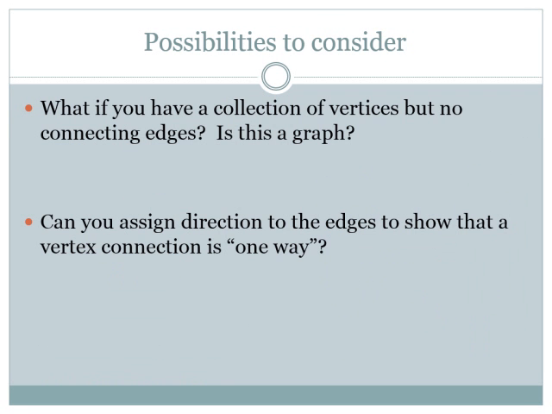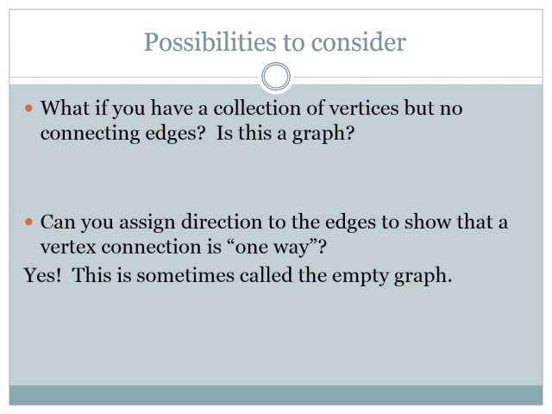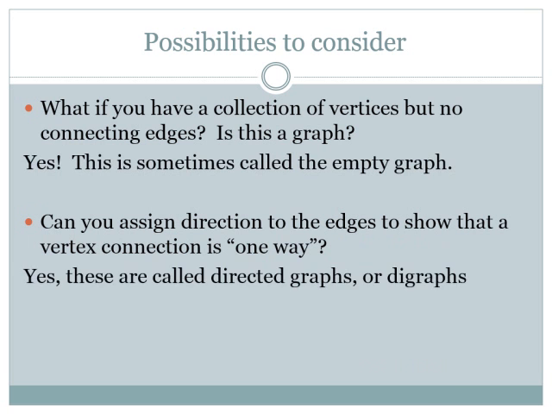The formal definition of a graph is a set, which we call the vertex set, and another set, which we call the edge set. Now technically, the edge set can be empty, so you can have a collection of isolated vertices and you still have a graph. We can also assign direction to the edges. This is called a directed graph, or sometimes we call a directed graph a digraph for short.